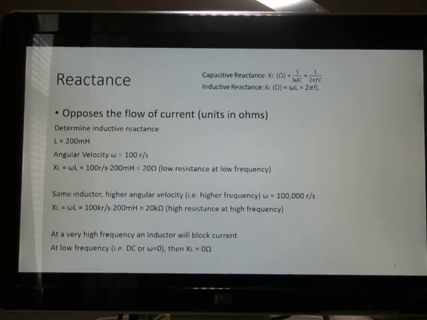calculate inductive reactance. I did a couple different frequencies here, and we should realize that at high frequency, an inductor will block the current. At low frequency, there is low resistance to current flow in an AC circuit.